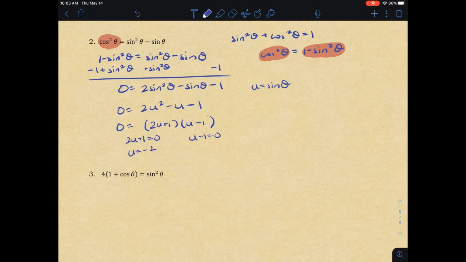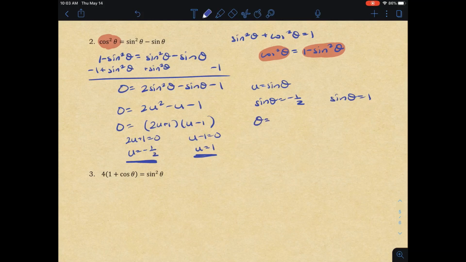And then from here, I'll get u equals -1/2 and u equals 1. Now taking that u equals -1/2, I want to write that in terms of sine, right? So this is really just sine of theta equals -1/2. Instead of u equals 1, I want to rewrite that as sine of theta equals 1. And all we're doing is just replacing the u back with sine theta again, right?